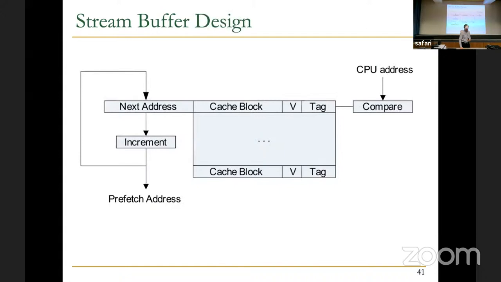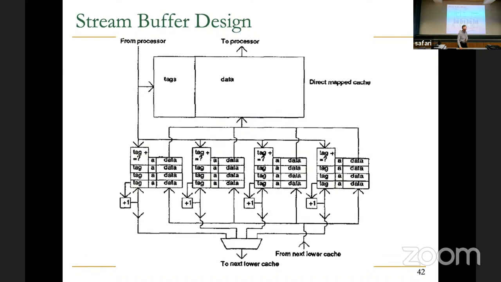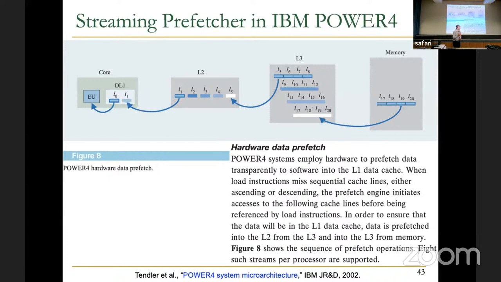Clearly, it's simple to implement, right? You need to just increment so that you generate the next address, and there need to be valid and tag bits, clearly. And you can see that in the paper. These sort of streaming prefetchers are actually implemented a lot in a more sophisticated way, but the basic idea is the same. For example, this is a paper from IBM, Power4 System Microarchitecture. I would recommend looking at it. It's a bit old right now. This is one of the first multi-core systems, from 2002.